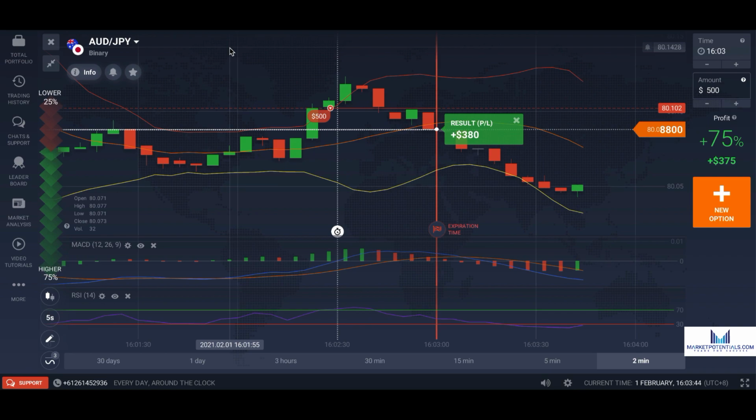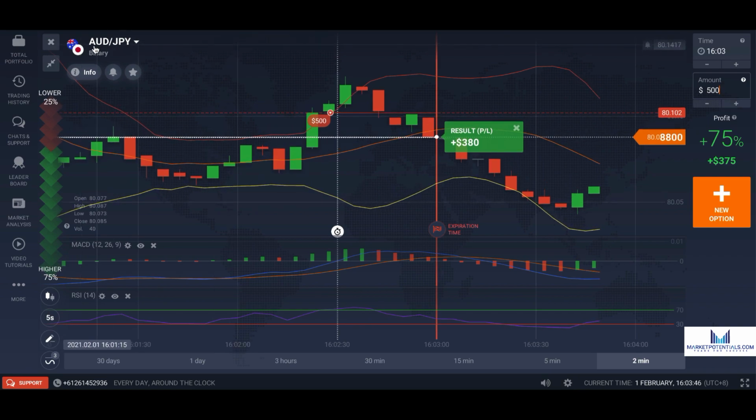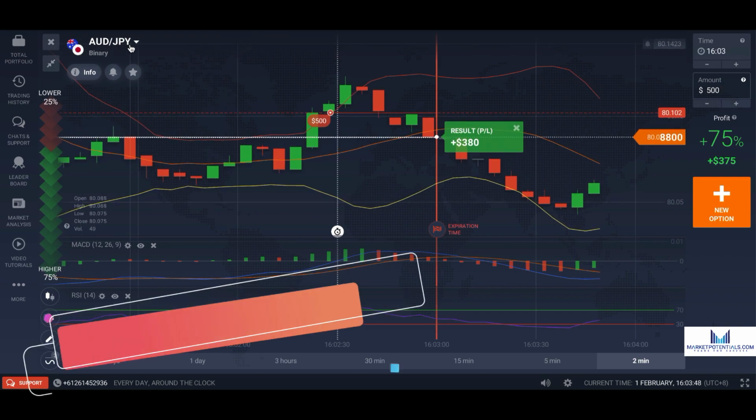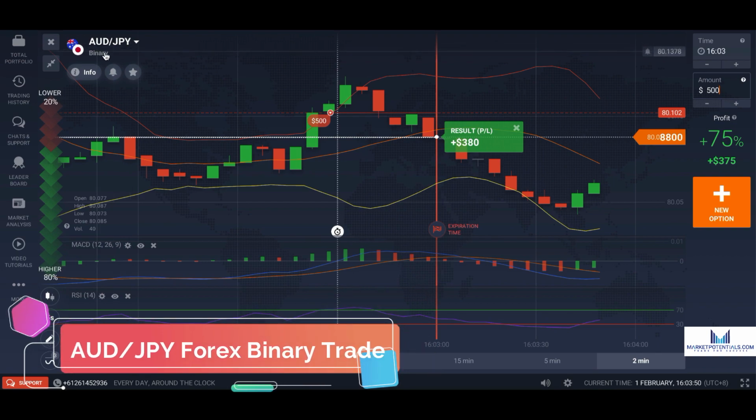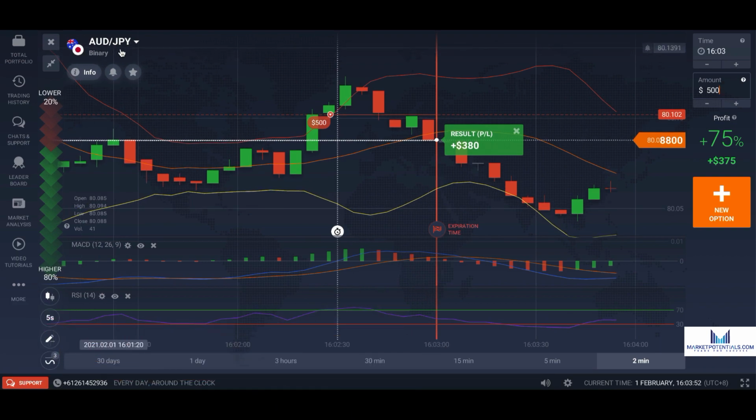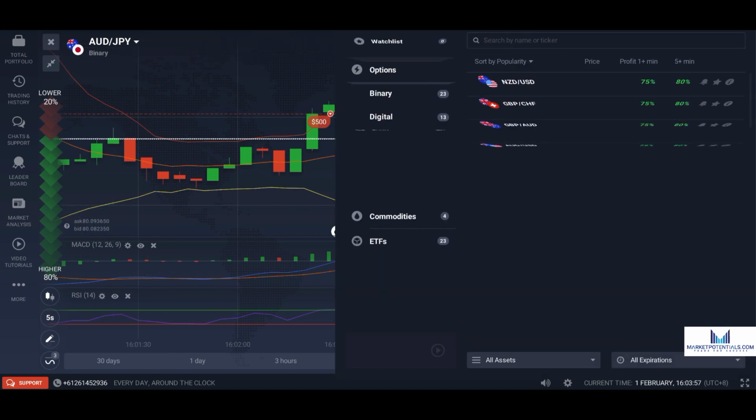Now, a little bit of background. The trade that I actually took was the Australian dollar and the Japanese yen. It's a forex pair. With binary option, basically you always have to trade on an underlying instrument, all right? So be it forex, commodity, or anything else.